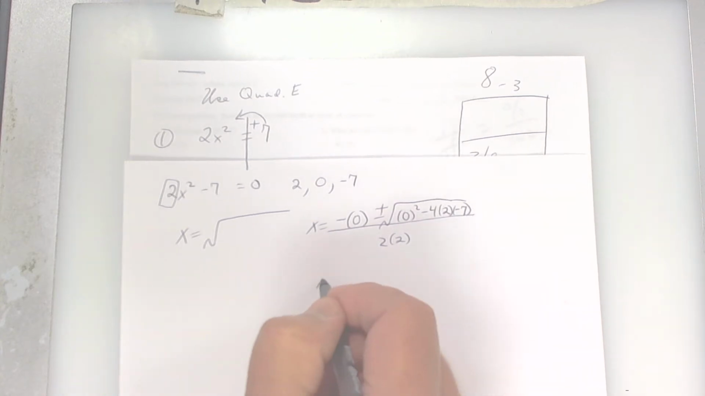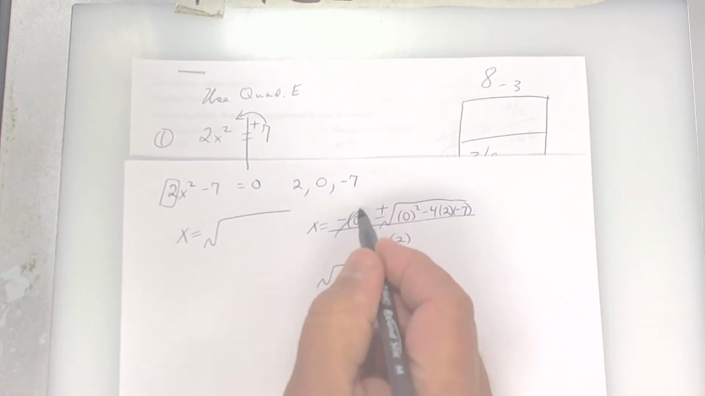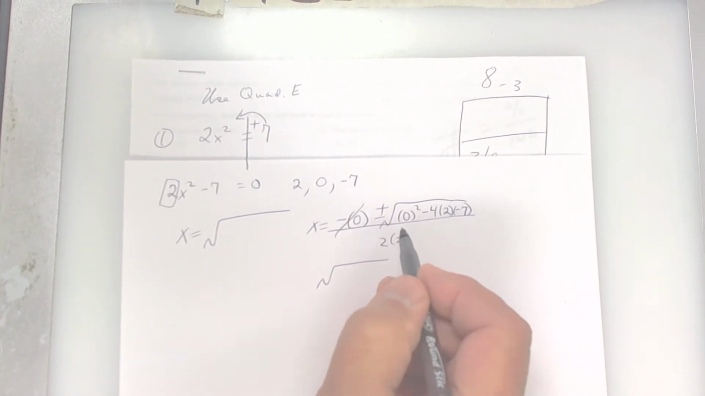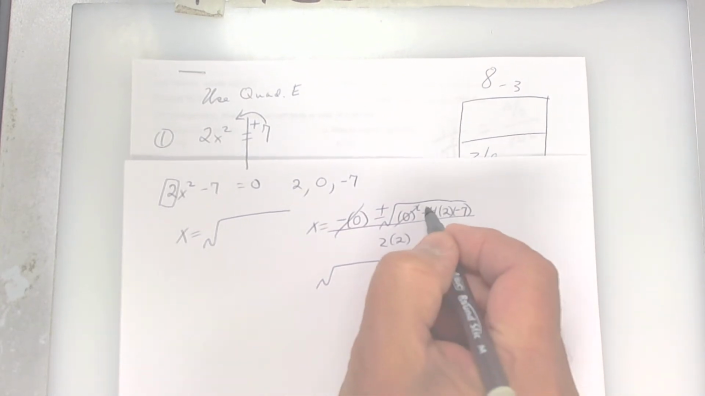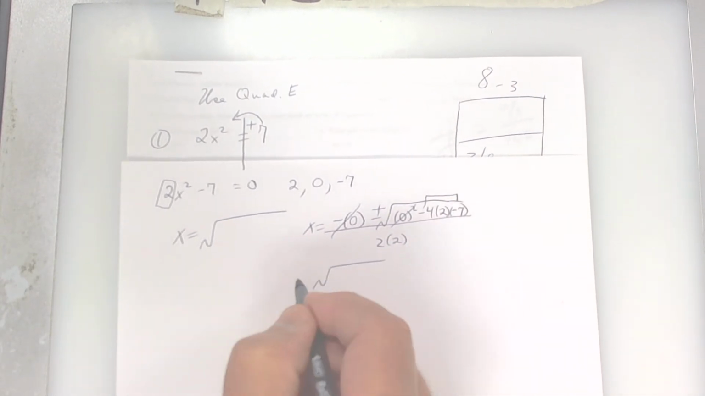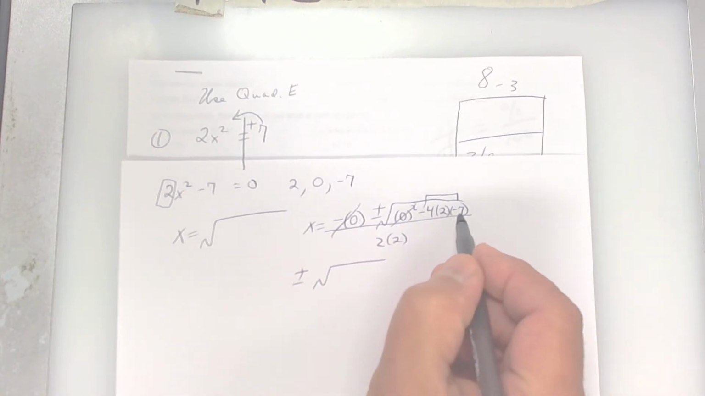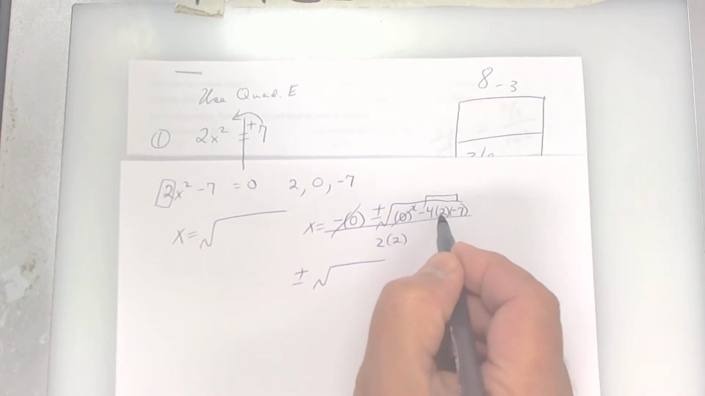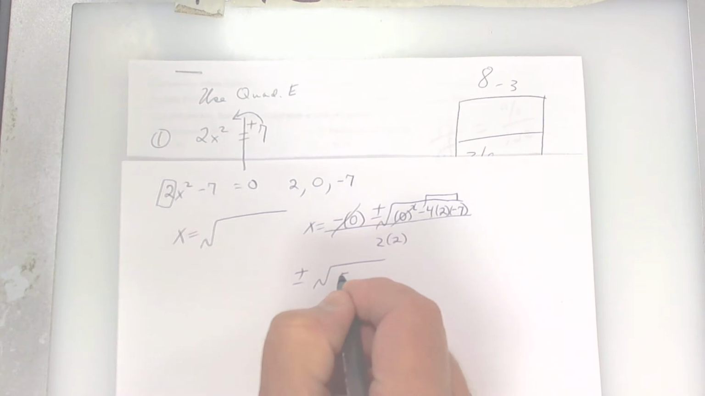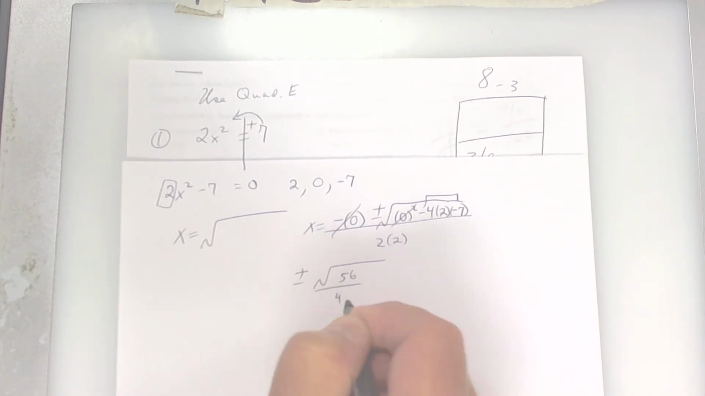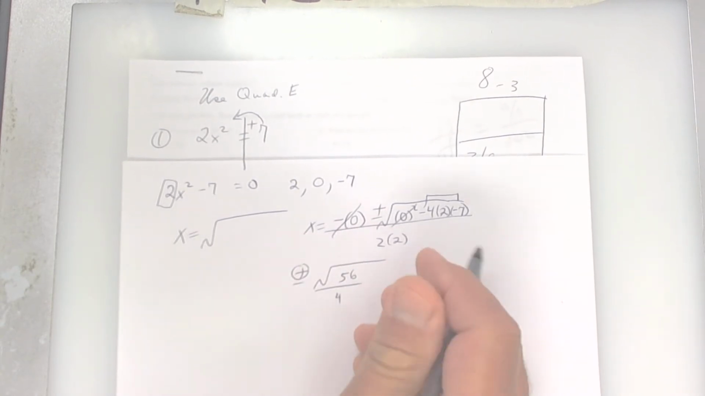So when you do this, that is 0, so that cancels out. This cancels out. You have a double negative here, so that's going to be a plus. So it's going to be plus or minus the square root of a positive, and this is 4 times 2 is 8, 7 times 8, that's going to give you 56 over 4. So you're going to have a plus and a minus.